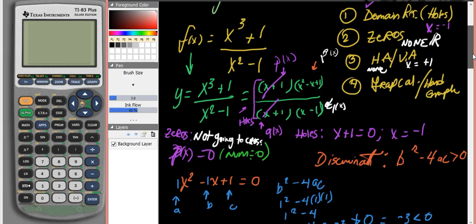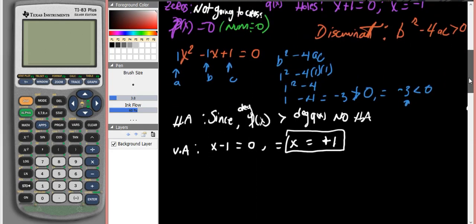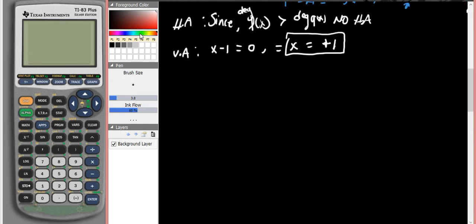And last thing, we're just going to graph it. So basically, we have everything that we need. Let's go ahead and put this bad boy in a function here. Okay, so we start off with the graph. And what we'll do is we'll graph our vertical asymptote, which is at x is equal to positive 1. So that'll be about right there. We'll graph that down.